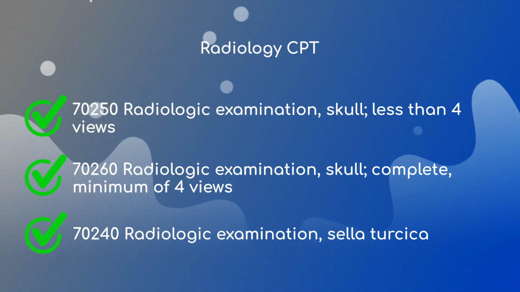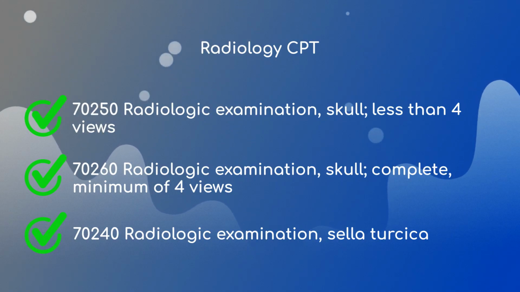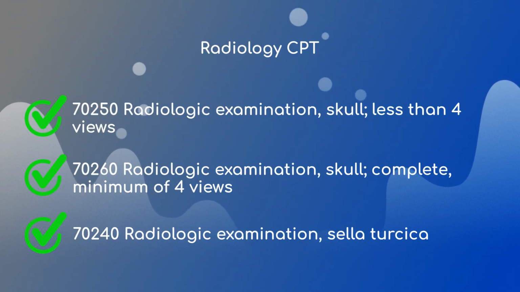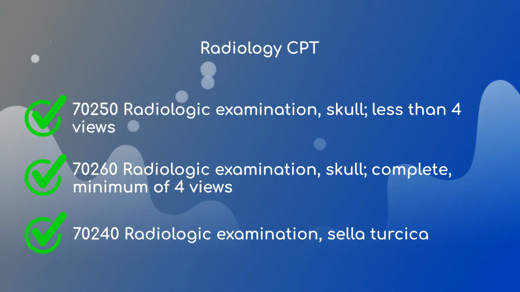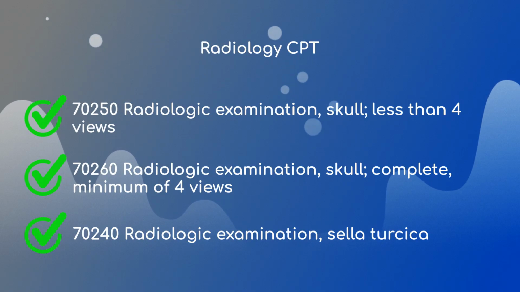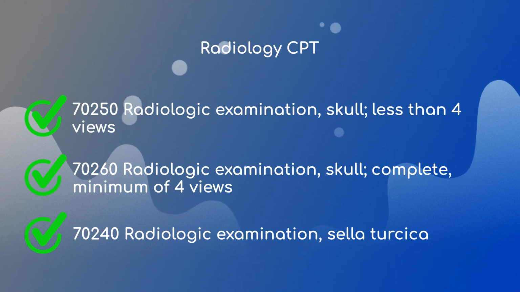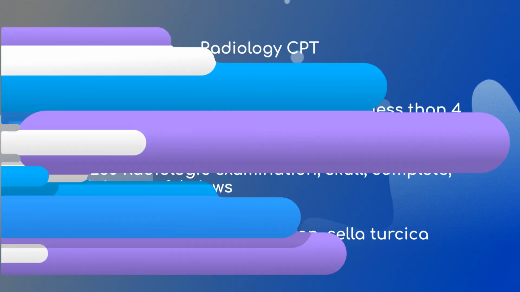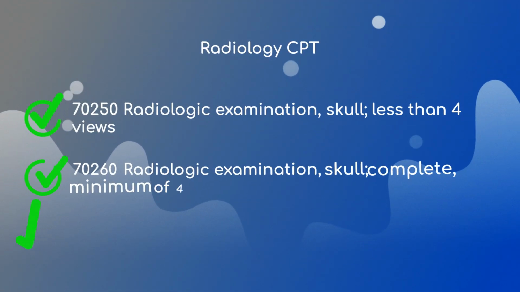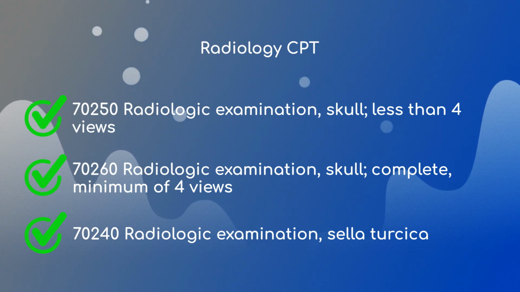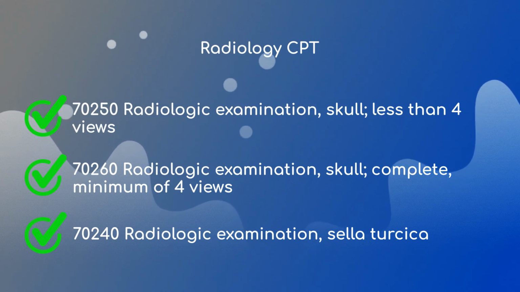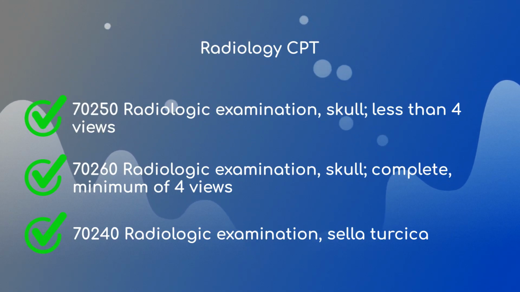70250, radiologic examination skull, less than 4 views. This code applies when 1 to 3 views are taken of the skull. 70260, radiologic examination skull, complete, minimum of 4 views. This is used for a more comprehensive exam, typically including at least 4 standard projections. 70240, radiologic examination sella turcica. This is a focused study of the sella turcica region within the sphenoid bone, which houses the pituitary gland.